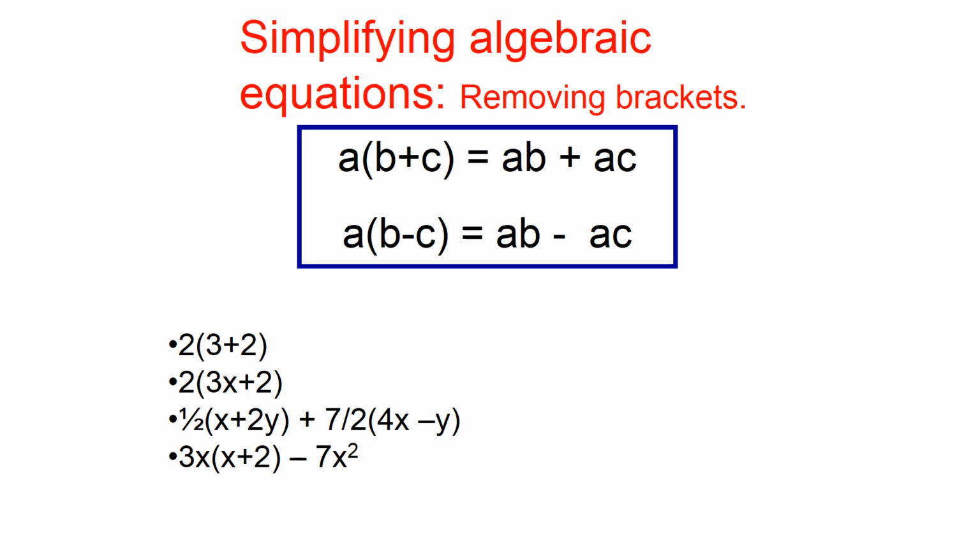So think about 3x times x plus 2 and then minus 7x squared. The first thing to do is deal with the bracket and then see if there's anything that simplifies.